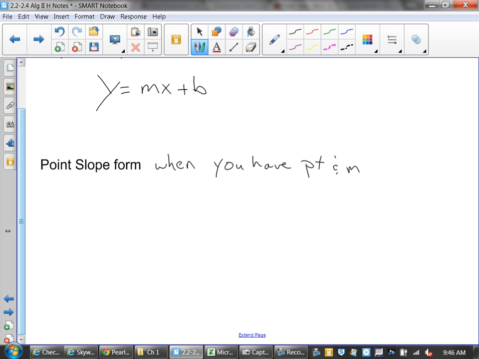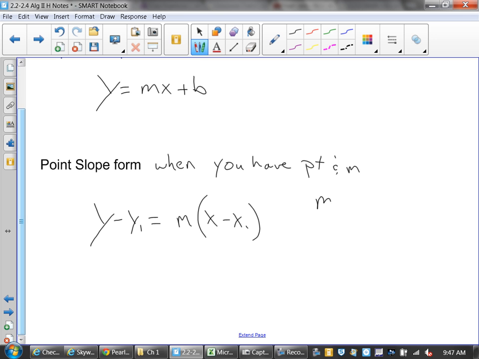Point-slope form is also a very user-friendly method to create slope-intercept form. You use point-slope form often when you have to write equations of lines that are parallel or perpendicular, or things like that. So point-slope form looks like this: y minus y sub 1, and they use y sub 1 because that's when they're talking about that ordered pair, equals your slope times x minus x sub 1.